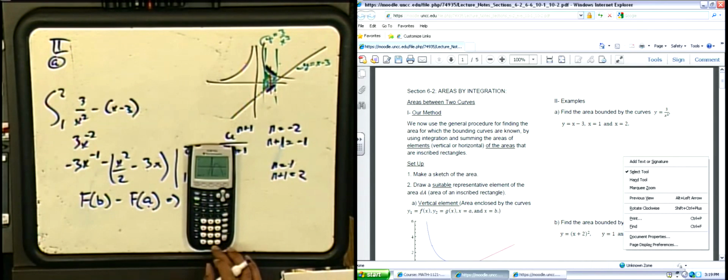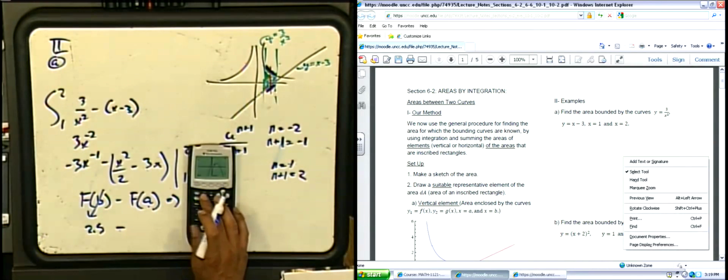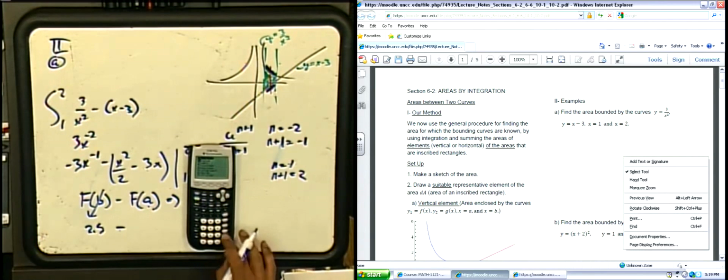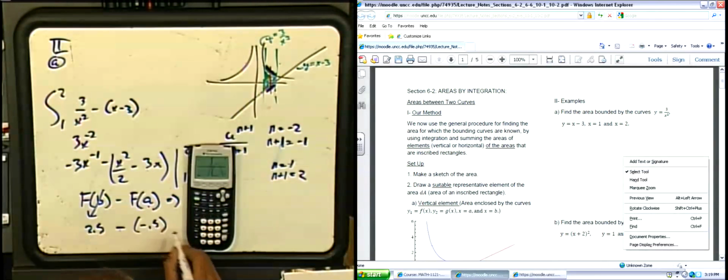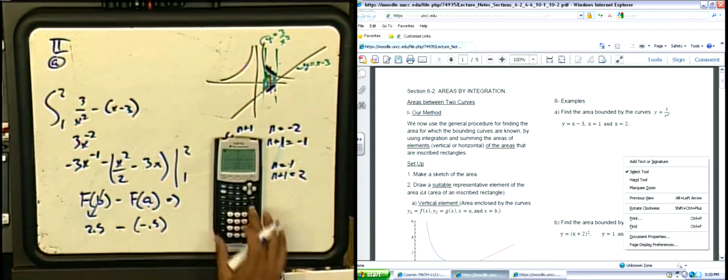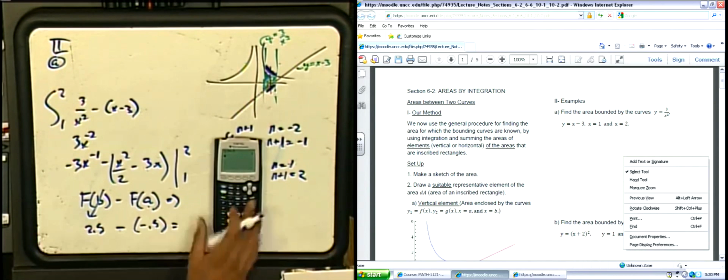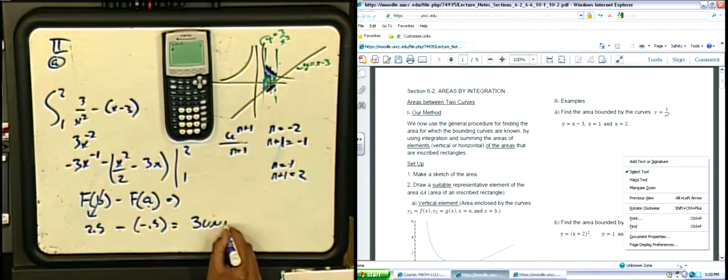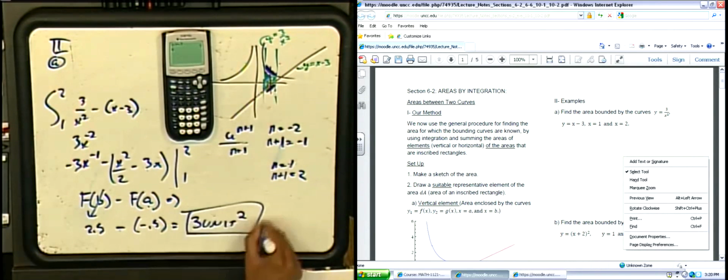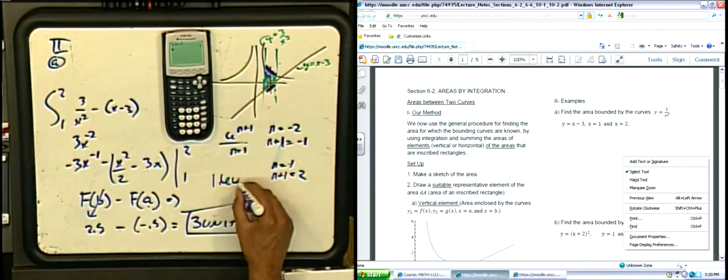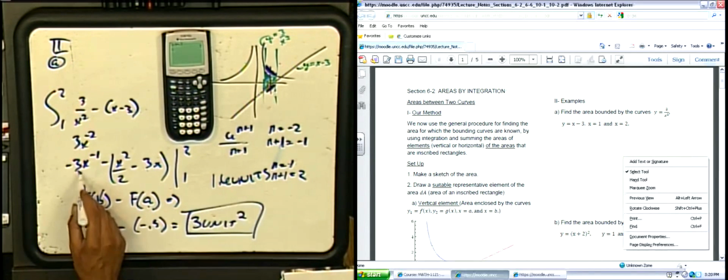Value 2, I get 2.5 minus negative 0.5. What do I get? 2.5 plus 0.5 equals 3. That's the right answer. 3 units squared. I think we got something like 1.6 something last time, and I think it's because we didn't put this 3 back in.